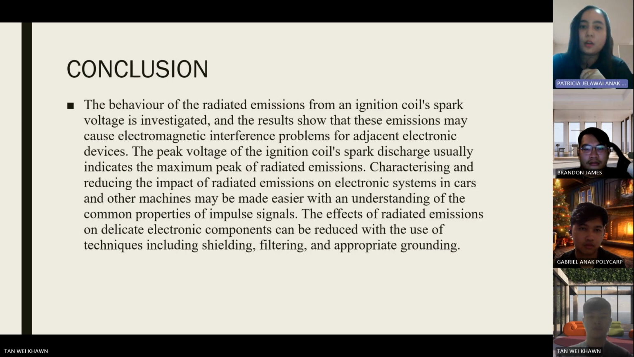The effect of radiated emissions on delicate electronic components can be reduced with the use of techniques including shielding, filtering, and appropriate grounding. That's all from us.